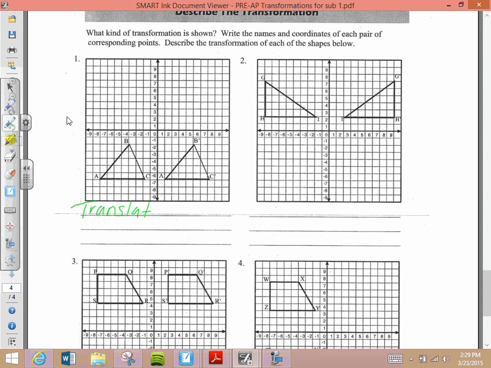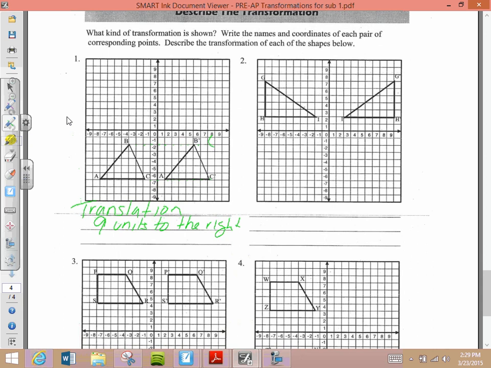I'm sorry? 1, 2, 3, 4, 5, 6, 7, 8, 9. Yep. Always do 2. 1, 2, 3, 4, 5, 6, 7, 8, 9. 9 units to the right. That's all you needed to do. Oh yeah, you can find the coordinates for each pair. Well, you need it.